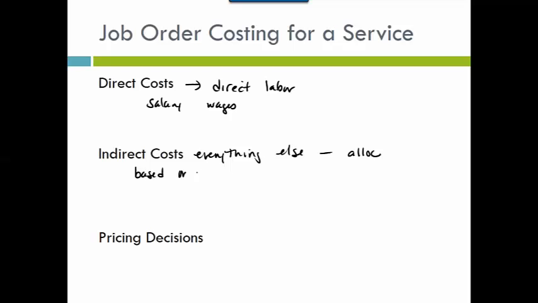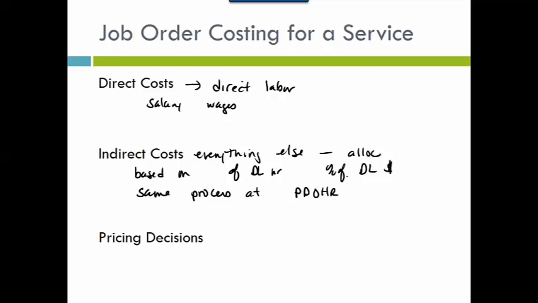So based on percent of direct labor hours, or a percent of direct labor dollars, something like that. You see the direct labor dollars a lot. And then the same process as that predetermined overhead rate. Here's what I think my indirect costs are going to be, and here's how much I think I'm going to have, and so then I just allocate the jobs based on that. Very similar process.